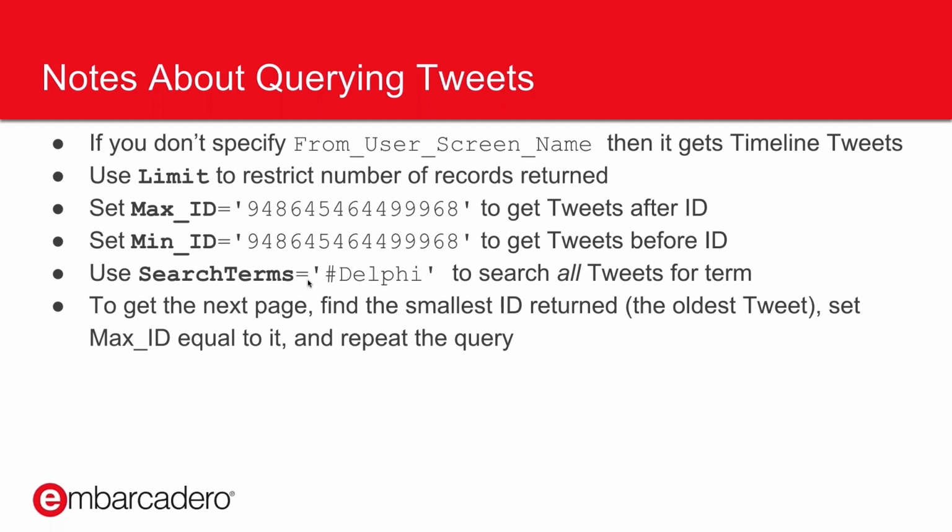You can use search terms, for example, with a hashtag in here to search all the tweets for that term. You can combine search terms with from user screen name or whatever to do other things as well. So to get the next page, you find the smallest ID returned, which is the oldest tweet, set max ID to it, and repeat the query, which I'll show you an example of.